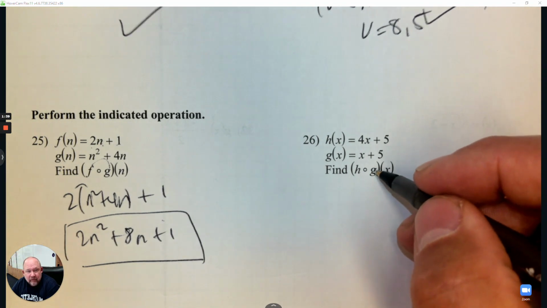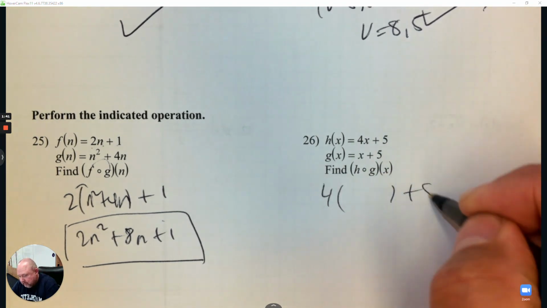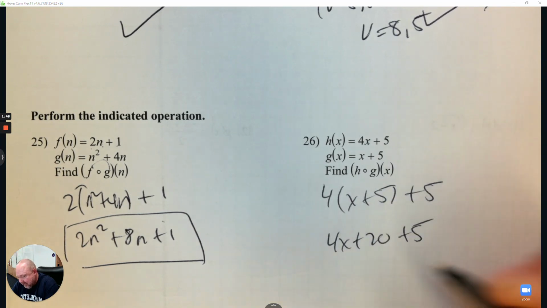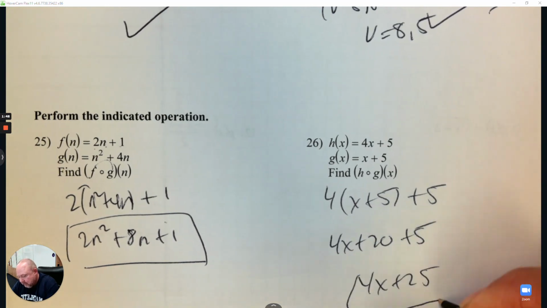H composed by G, so we start with H parentheses plus 5, and then X plus 5. Make sure you distribute properly and add like terms.